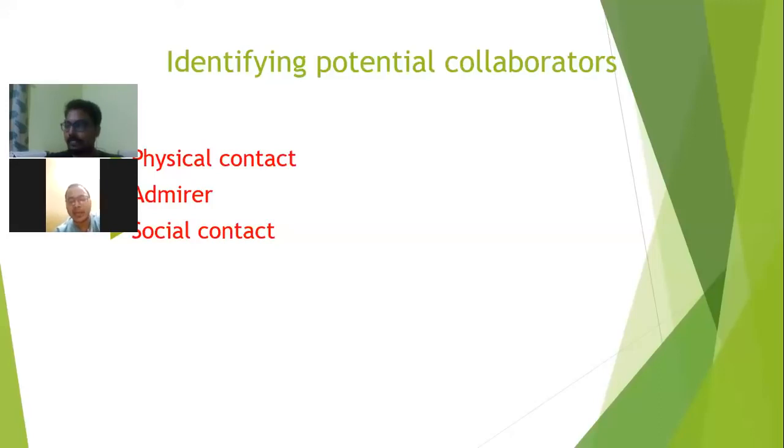Then you write a mail, or if you are going to a conference and meeting the person, you try to approach that particular person to do collaboration. Then I think definitely you will get success. After that you can go for the international one also, and definitely you will get success.